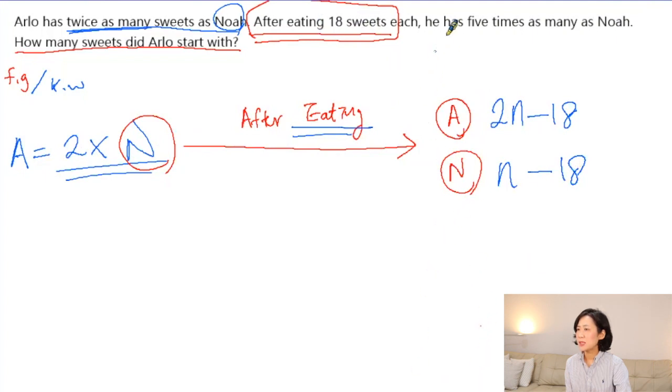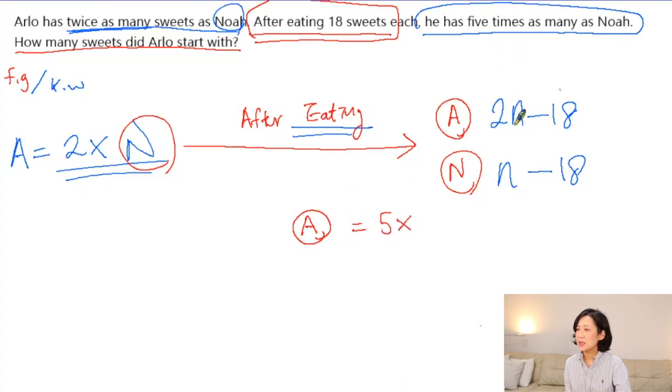Now let's check more. After eating the 18 sweets, Arlo has 5 times as many as Noah. So we can write down the expression. The number of Arlo's sweets after eating the 18 is 5 times Noah's sweets. So Arlo's new expression is 2n minus 18. Then 5 times, have a bracket, n minus 18.